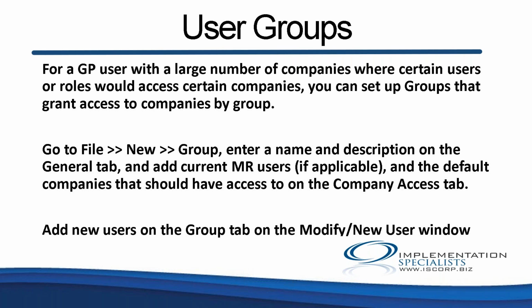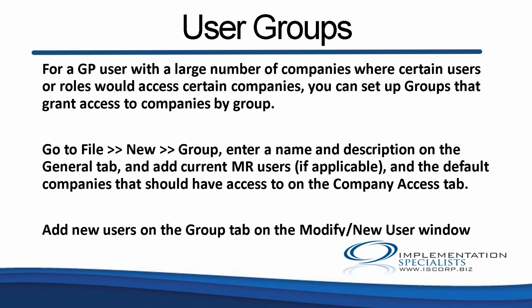If you have a lot of companies within your setup, and you have certain users or company roles that would access certain companies, say you have 20 companies kind of broken down by 5 divisions, you could set up 4 groups in Management Reporter, call them division 1, 2, 3, and 4. And that way you can just quickly assign them.